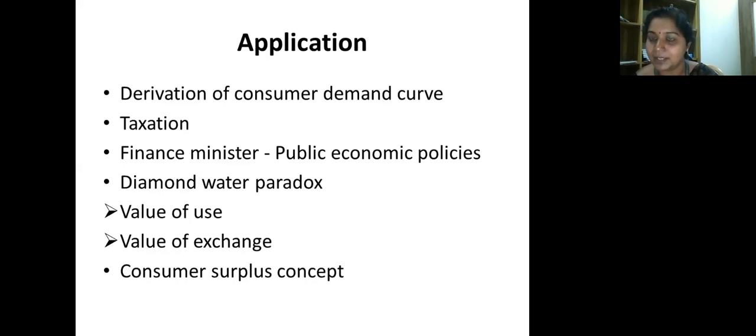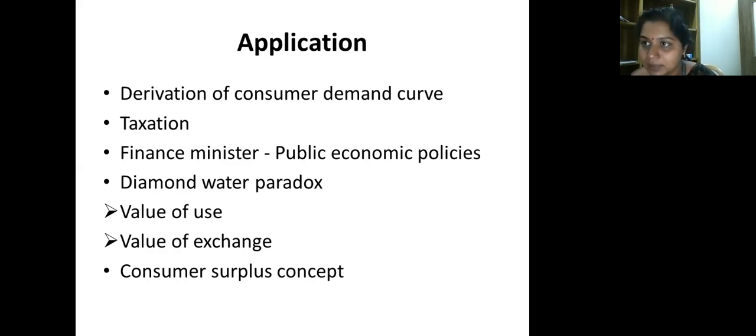But when it comes to exchange, the price, we are not ready to pay more for that. But diamond, for example, the status symbol, it doesn't have any use, but we are ready to pay a high price. The value of exchange, meaning the price we are ready to pay for that product, will be very high. So why is this happening? Necessary products we pay less for; non-necessary comfort or luxury products we pay more for. The exchange values are more, and for a necessary product the exchange value is less.